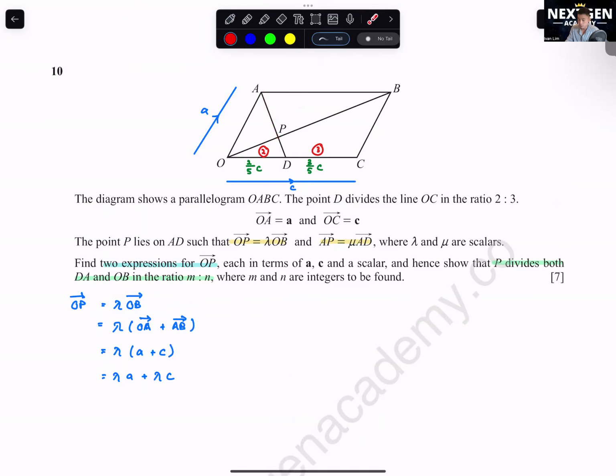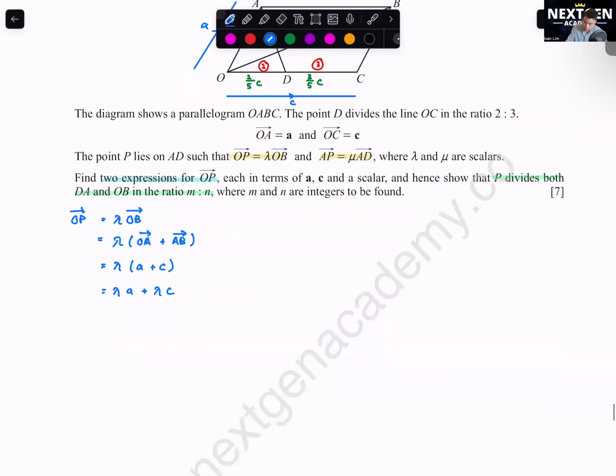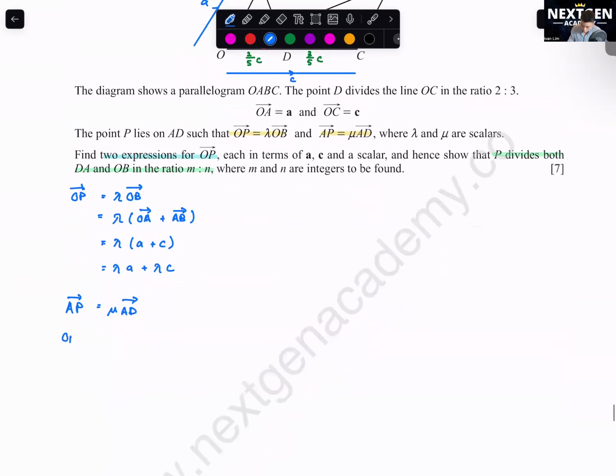What is another one? Okay, I can use this one, AP equals to mu AD. Okay, AP, we can break it down to OP minus OA also. Remember where we can use a position vector equals to mu AD. We want to find OP, right? So OP is equals to mu AD plus OA.